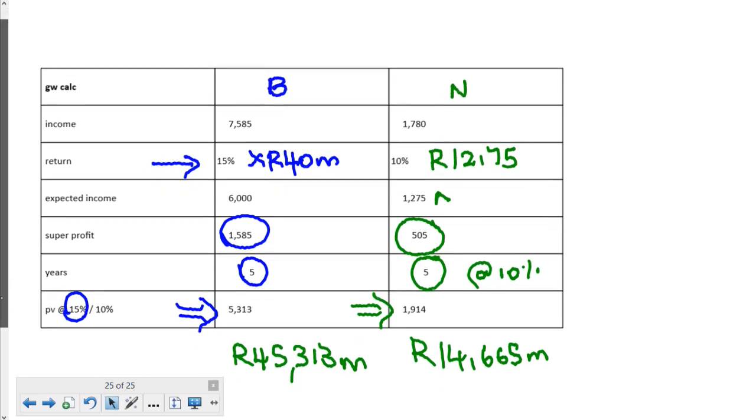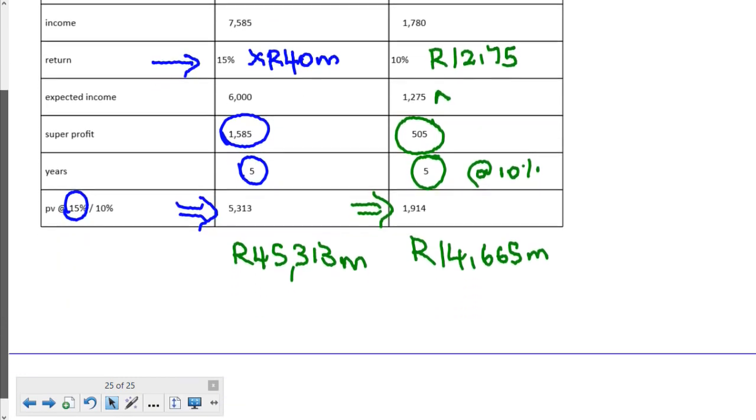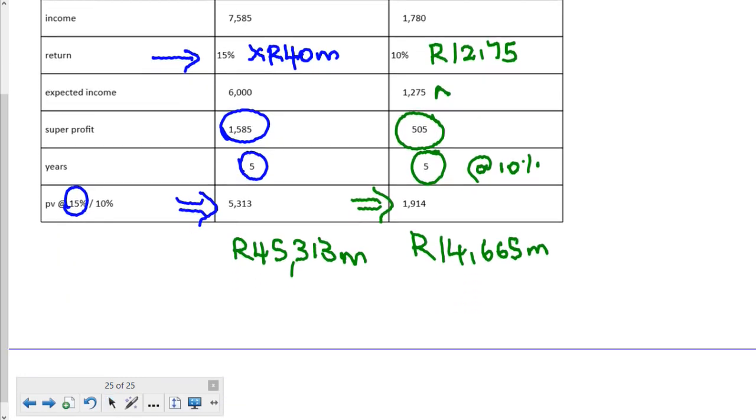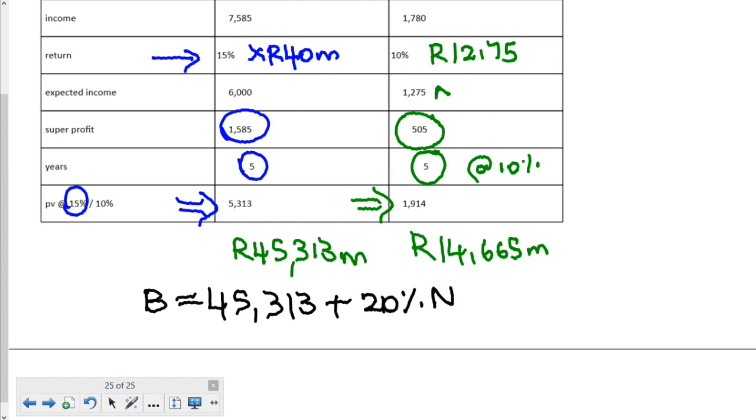But now we've got the cross-holding to deal with. Right? So the cross-holding formulas say B is equal to 45,313 plus 20% of N. N is equal to 14,665 plus 10% of B. Do you agree? And then you solve the simultaneous equations.